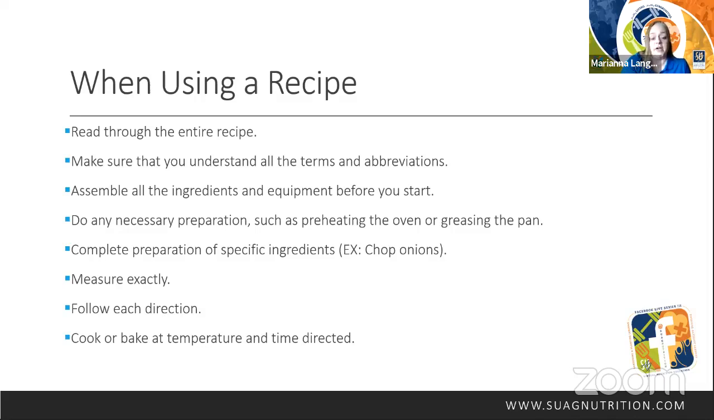Now, assemble all the ingredients and equipment before you ever start to prepare the dish that you're going to make. Do any necessary preparations such as preheating your oven or greasing a pan. Complete preparation of specific ingredients such as chopped onions. This will help make the preparation much easier once you start on making the dish. Measure exactly. And if you don't measure exactly the amounts that they're asking for, it could result in an end product not being as tasty. Follow each direction and cook or bake at the temperature and time that it directs.